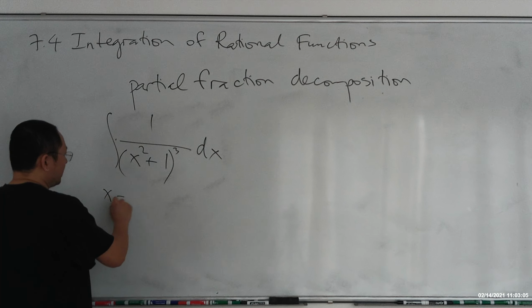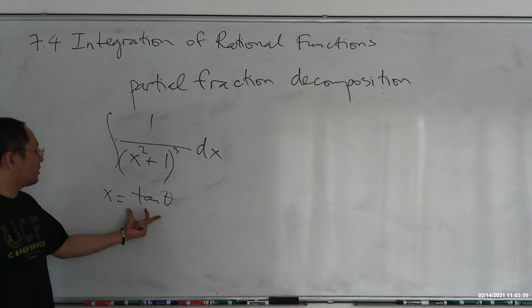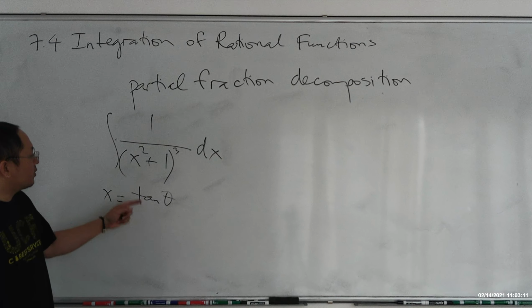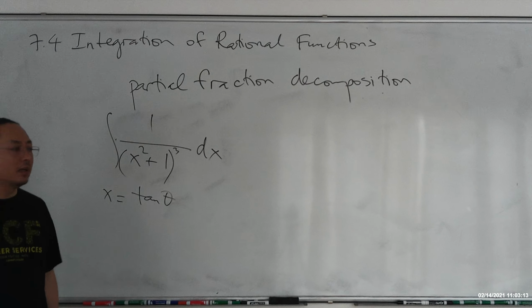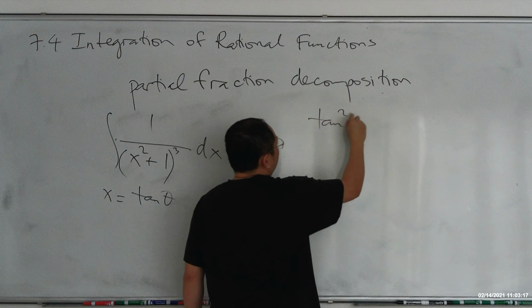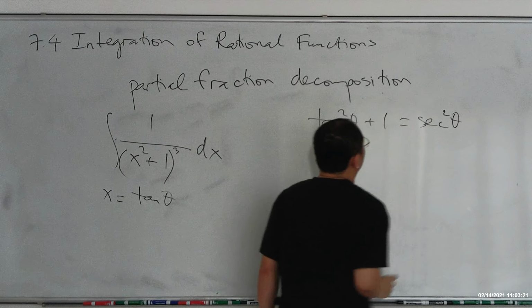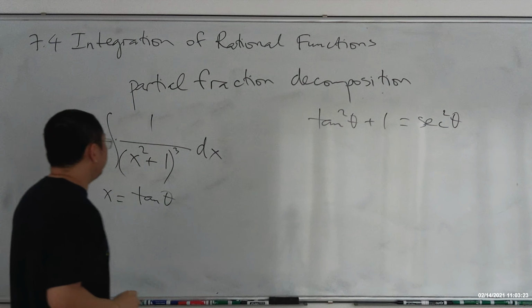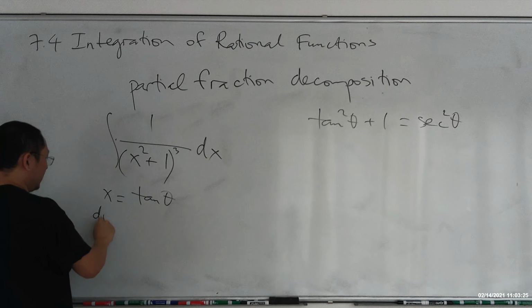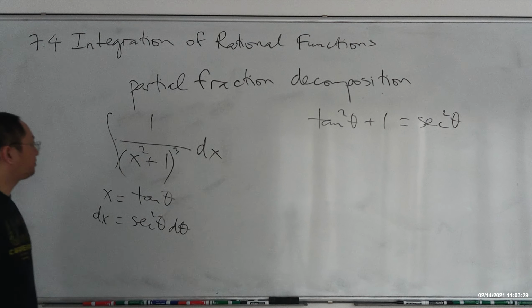I'll let x equal tangent theta. You see why I do this trig sub? Because it's x squared plus 1, it's going to be tangent squared plus 1. And if you know some trig identities, you know that tangent squared plus 1 is equal to secant squared. And now dx is equal to secant squared theta d theta.